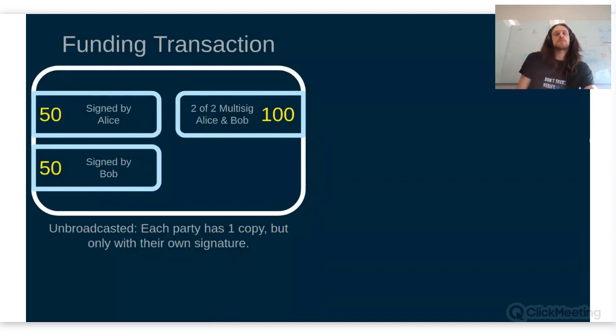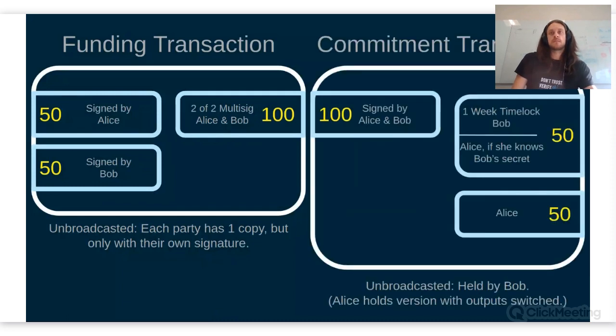Now, you don't want to broadcast this yet, because if you're Alice, you might be worried about Bob disappearing. And if he disappears, then this money is just stuck indefinitely. So they create this funding transaction, but neither of them are going to provide a signature for it just yet. Alice isn't going to give Bob a signed version of the transaction yet. So what they do is they need to create a commitment transaction so they're both comfortable that they can get their money back eventually if the other person disappears.